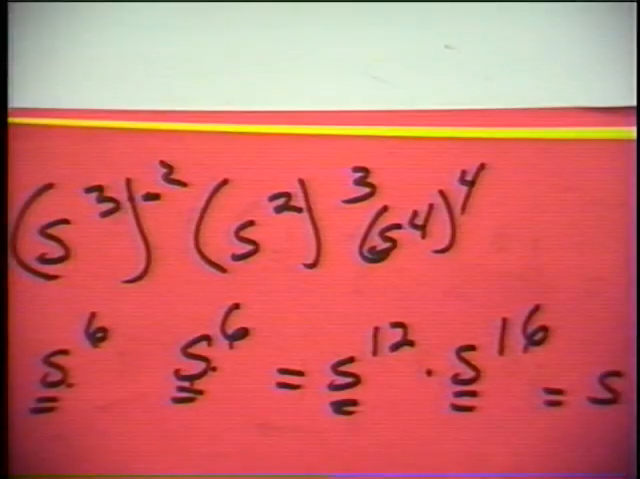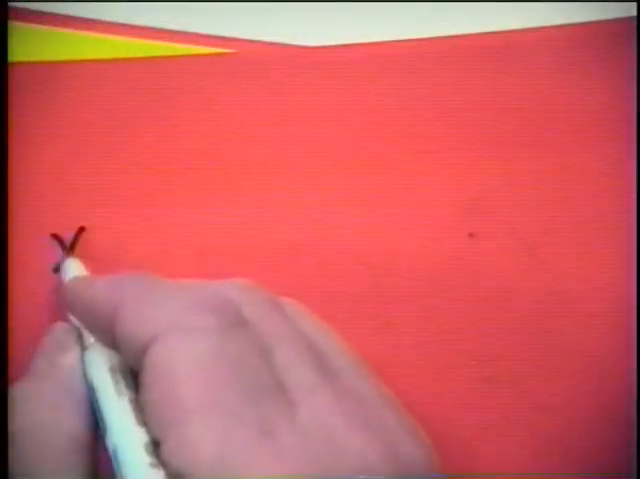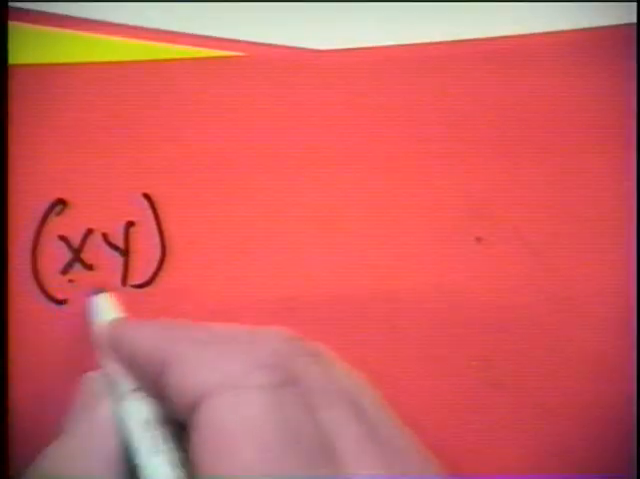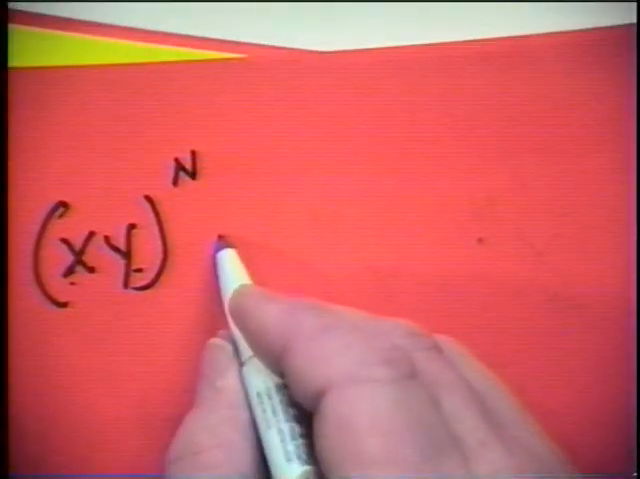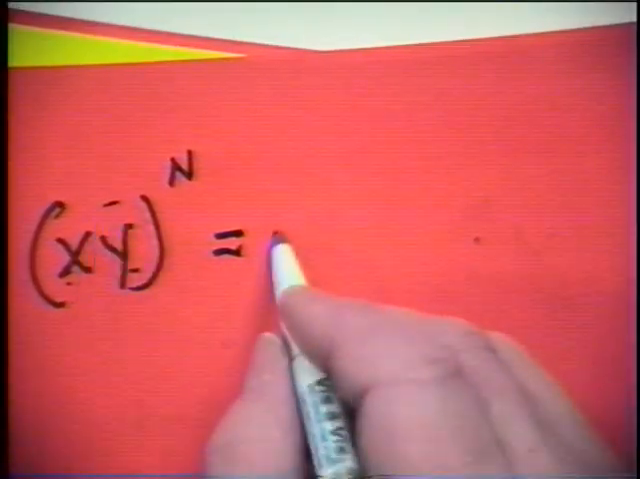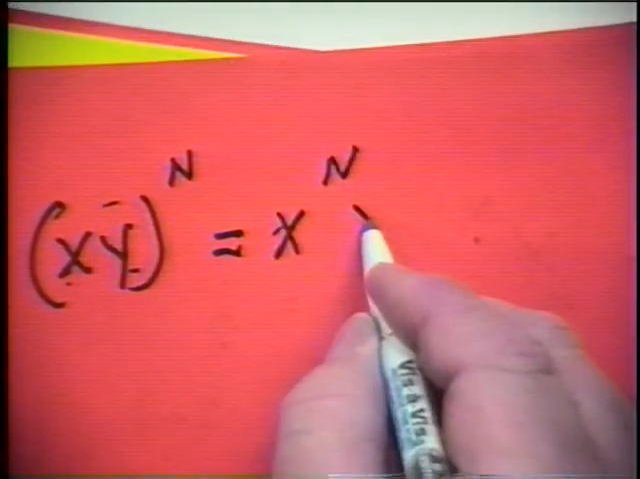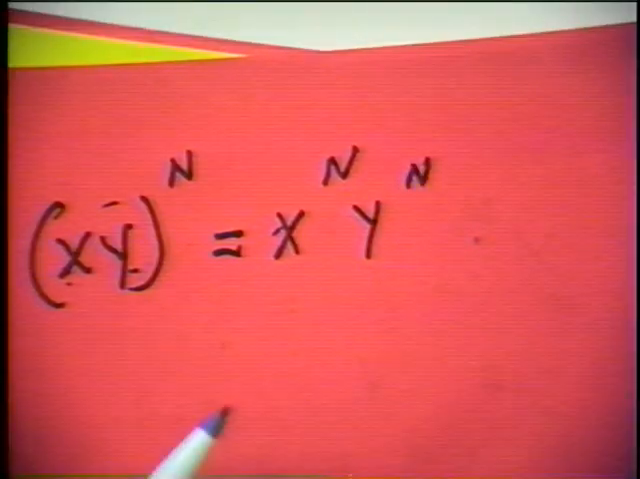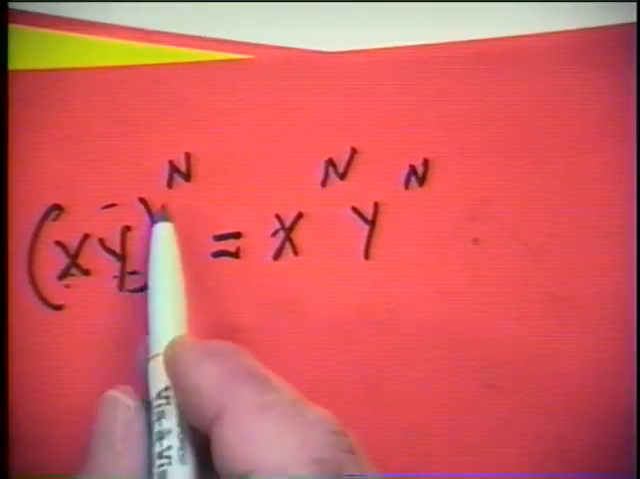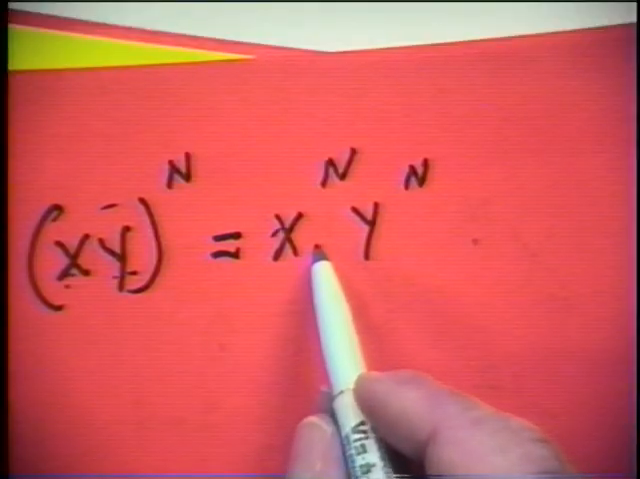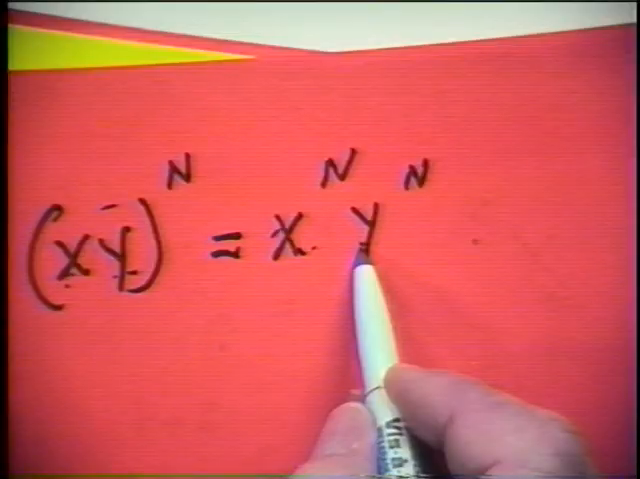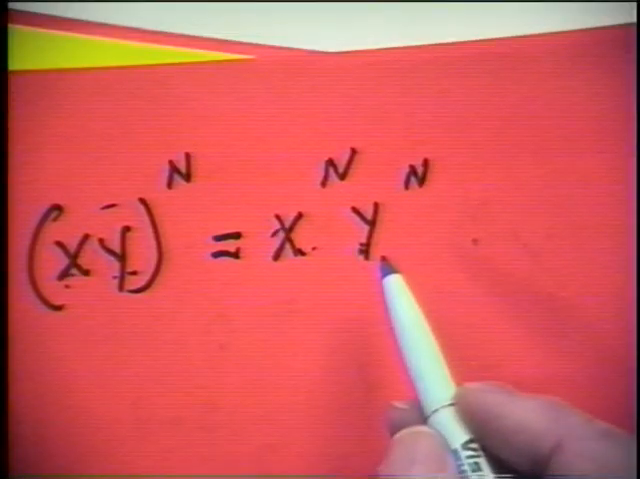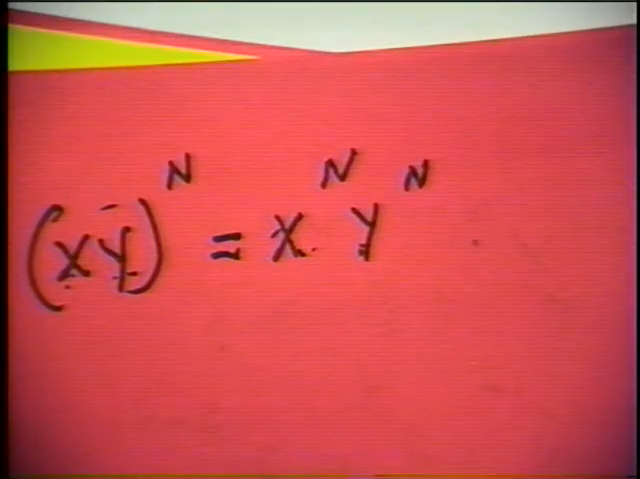The third rule is in the middle of page 155. If you have a product of two numbers whose bases are not the same, and you raise that product to a power, you can write it as x to the nth times y to the nth. A product raised to a power is the same thing as the product of the powers, the product of the exponential numbers. So that's the third rule.